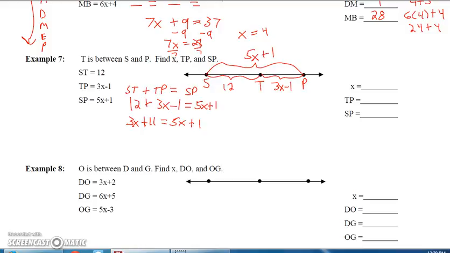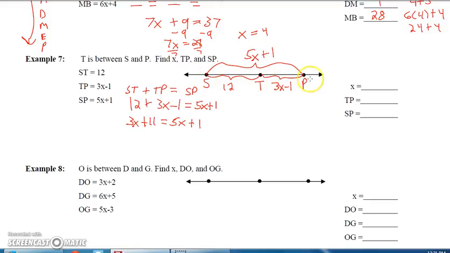I wanted to pick up right here instead of just going right to the answer because this is something else that has given a lot of people problems in the past few years in geometry, so I wanted to kind of revisit that from algebra. So again, label the picture. T is between S and P, so put T here. Label everything. ST is 12, TP is 3x minus 1, SP is 5x plus 1.